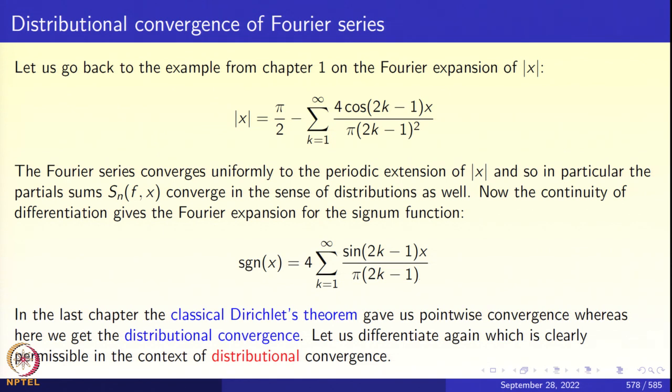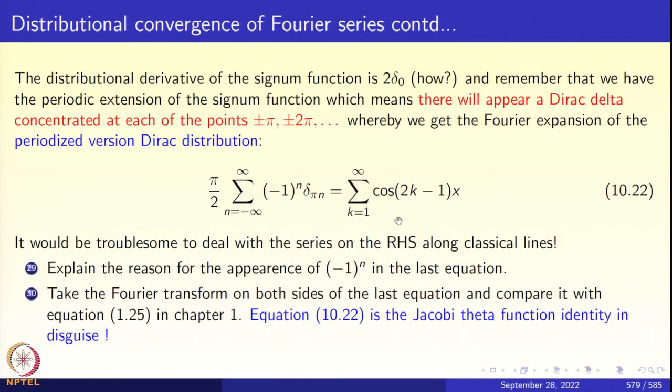So I'm going to differentiate this term by term. Now, once I differentiate it term by term, I go outside the realm of classical analysis and I must resort to distributions. The series of derivatives will no longer converge pointwise. It will converge in the sense of distributions. So what happens? The 2k minus 1, which was the denominator, goes away. You simply get the summation k from 1 to infinity of cosine((2k minus 1)x).